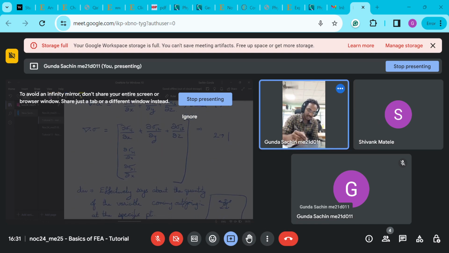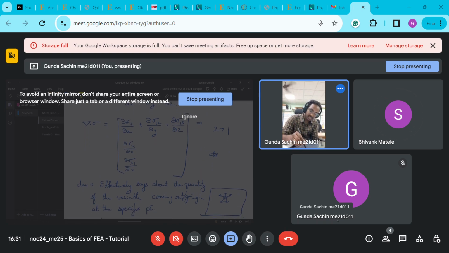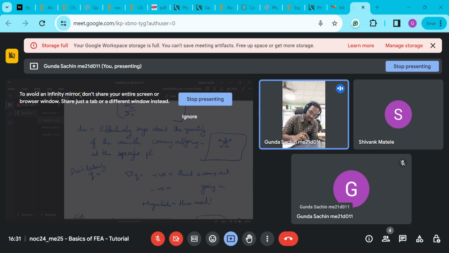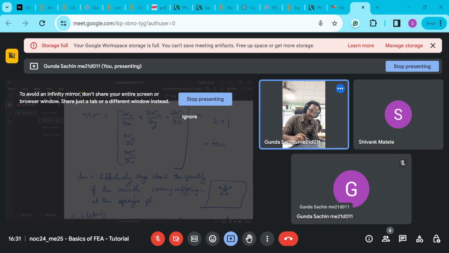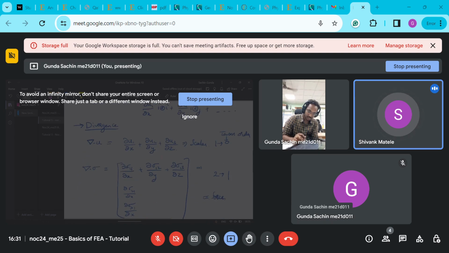So here, when you apply it on stress, you will get something called traction vector. It's the same as the force. Sorry, this is not traction vector, but it's equivalent to force. Like when you have divergence of fluid velocity, you have amount of fluid. So when you have divergence of stress, it's some kind of force you can think about.